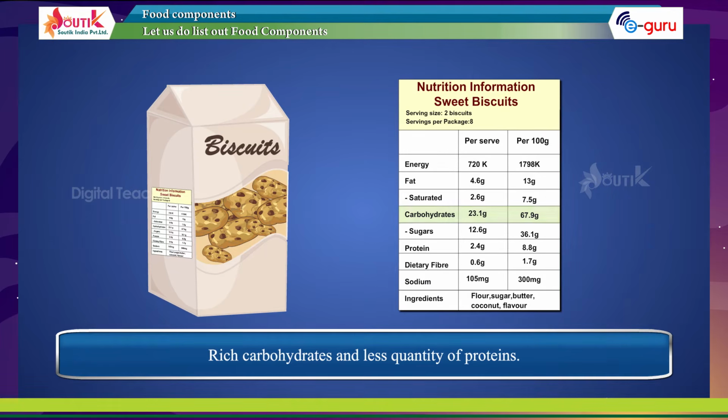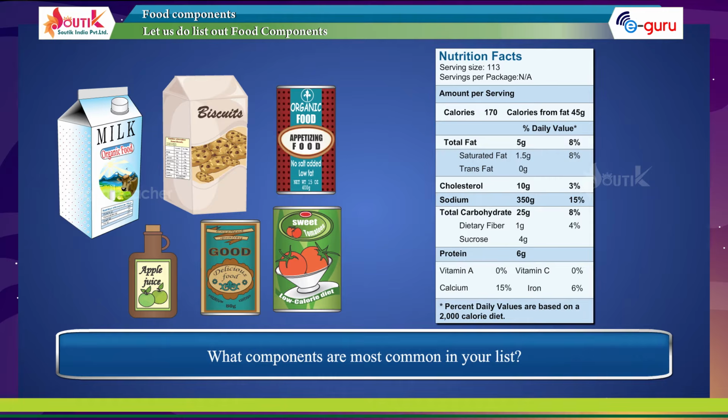What are the components found in biscuits? Rich carbohydrates and less quantity of proteins. What components are most common in your list? Carbohydrates, proteins, fats, minerals and vitamins. Where do you write salt and sugar? Why? Salt is written in minerals. Sugar is written in carbohydrates.